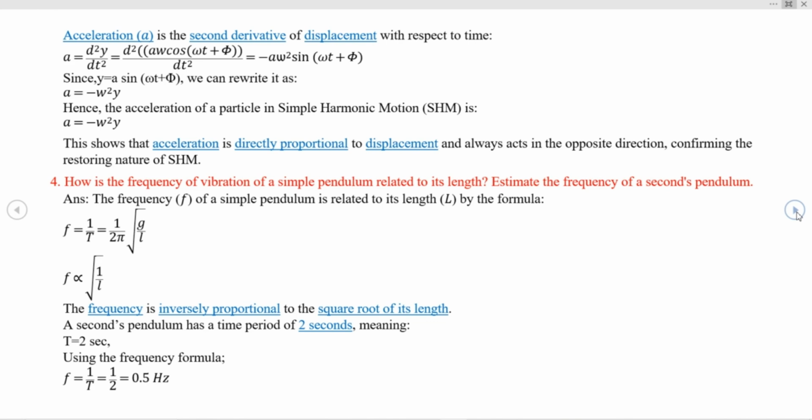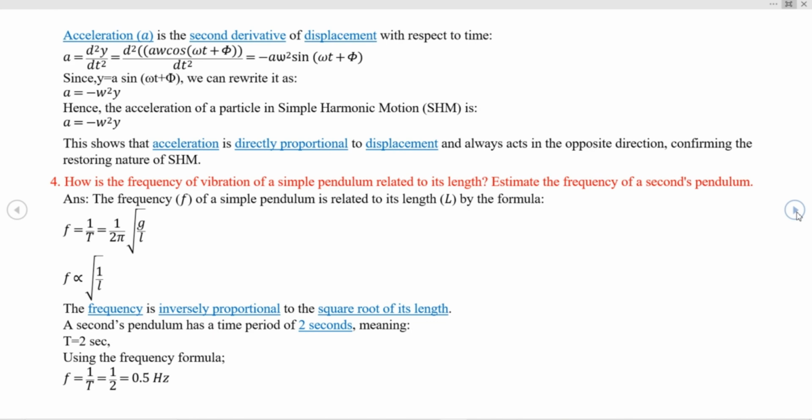Hence the acceleration of a particle in simple harmonic motion is a equals minus omega square y. This shows that acceleration is directly proportional to the displacement and always acts in the opposite direction, confirming the restoring nature of SHM. Next question we have is, how is the frequency of vibration of a simple pendulum related to its length? Estimate the frequency of a second pendulum.